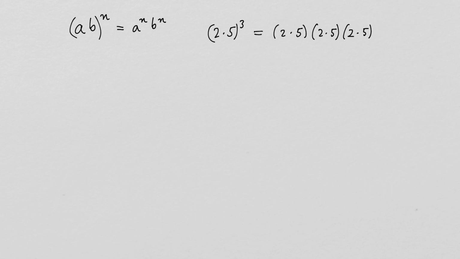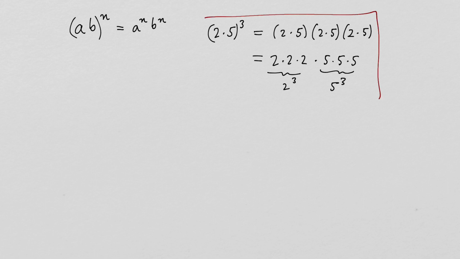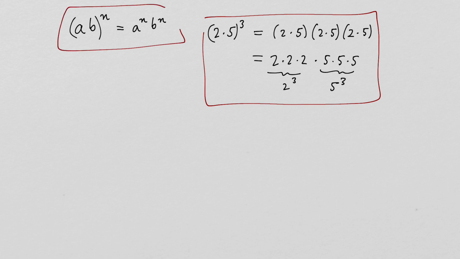And now, because multiplication is associative calculation, we can take all the parentheses out, and we can also change the order in the multiplication. We can group the numbers 2 here together and numbers 5 here together. We will get that this is 2 to power 3 times 5 to power 3. Considering this calculation, we come to the conclusion that this formula must be true.